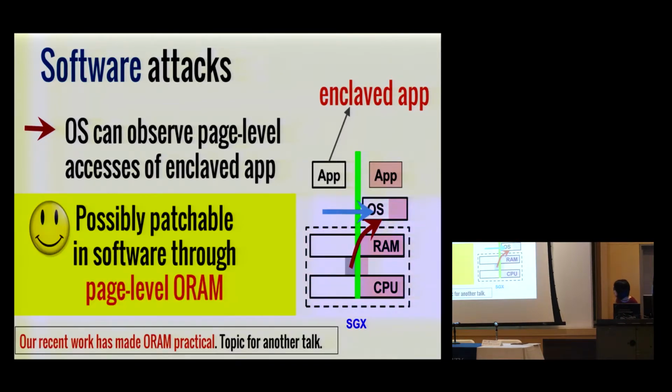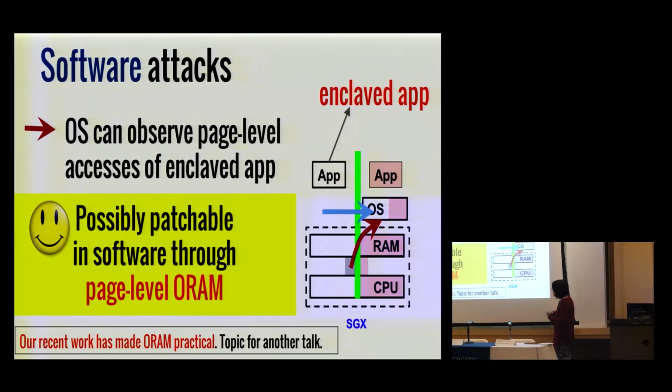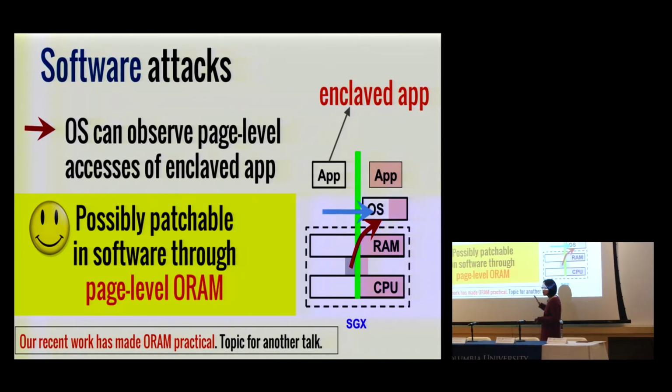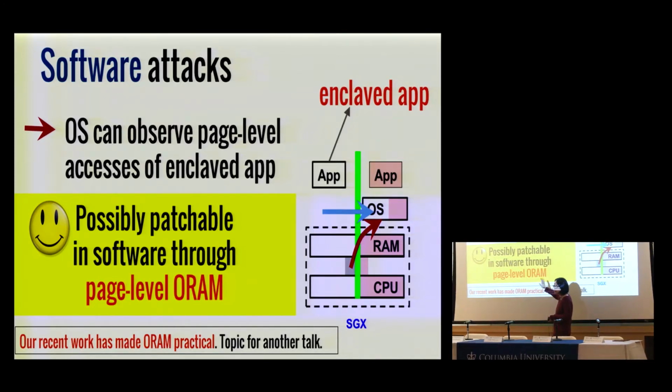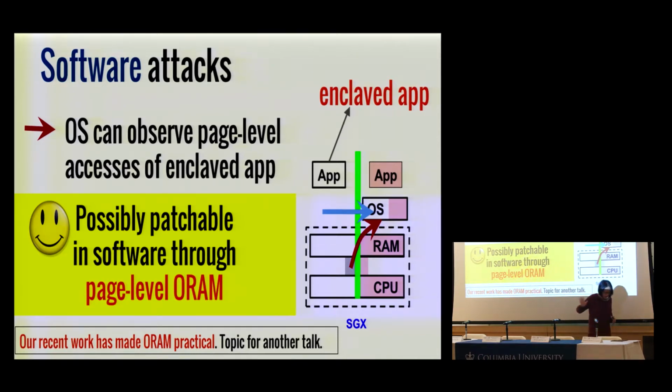OK, so this is unfortunate. But the good news is that we believe that this page-level access pattern leakage can be patched at the software level by implementing what we call a page-level ORAM. If you haven't heard of the word ORAM, it stands for oblivious RAM. Oblivious RAM is an algorithm that helps you to provably obfuscate memory access patterns. And 20 years ago, this was believed to be a purely theoretical result, and there was no hope of deploying it in practice. But recent work has made enormous progress, and today ORAM is really practical.